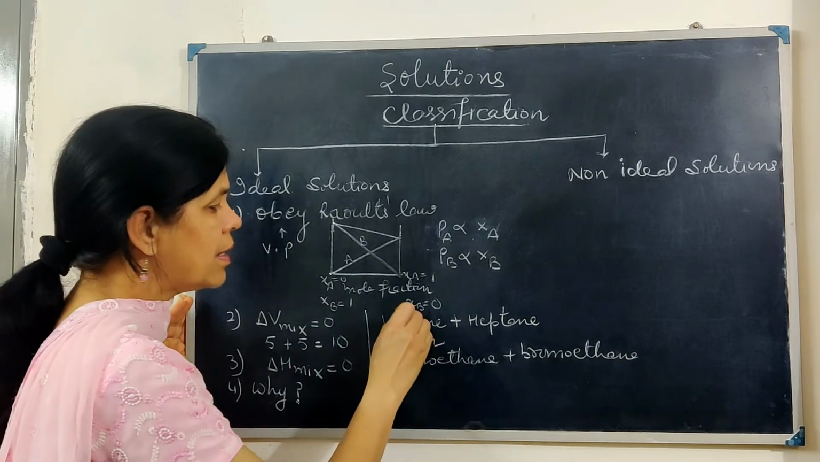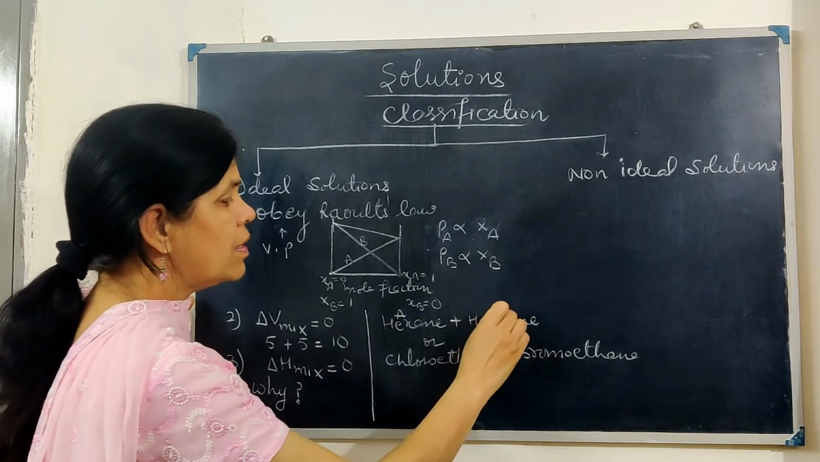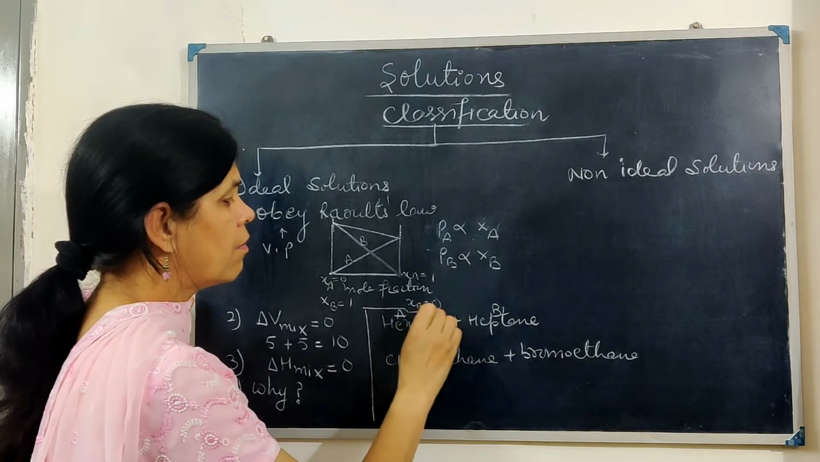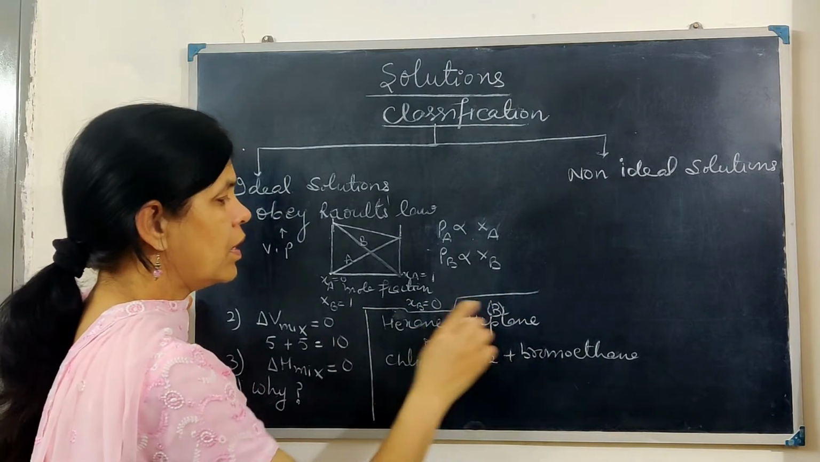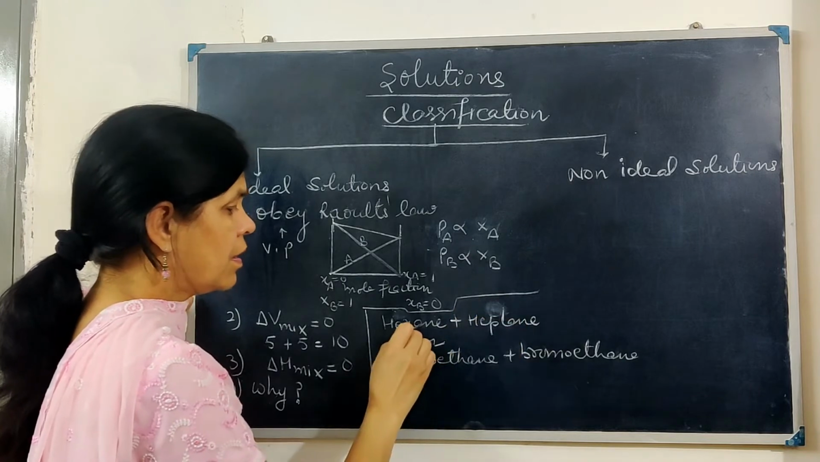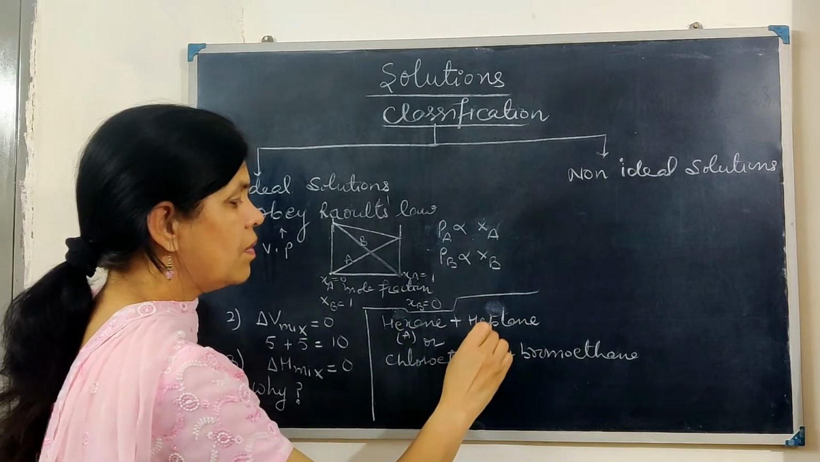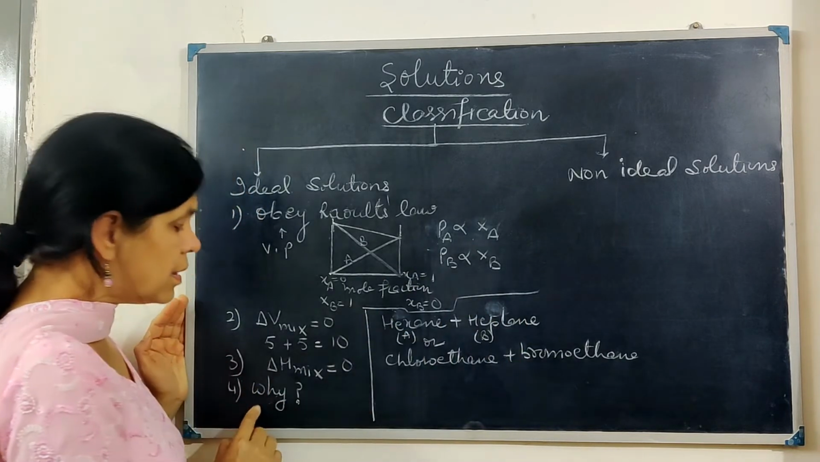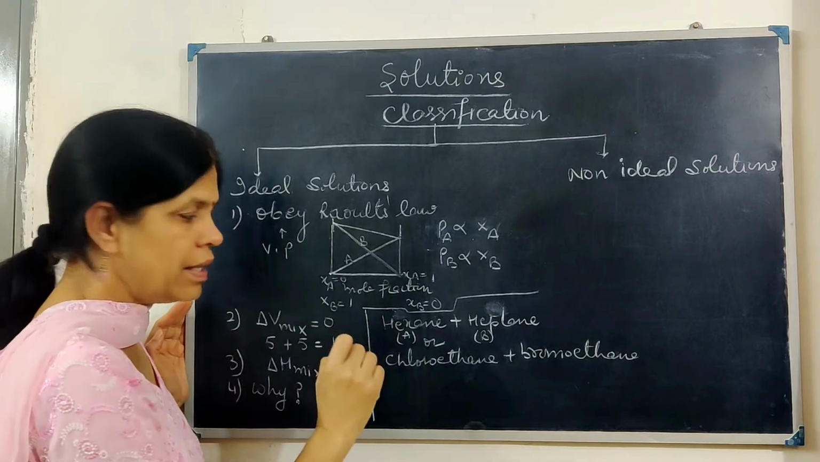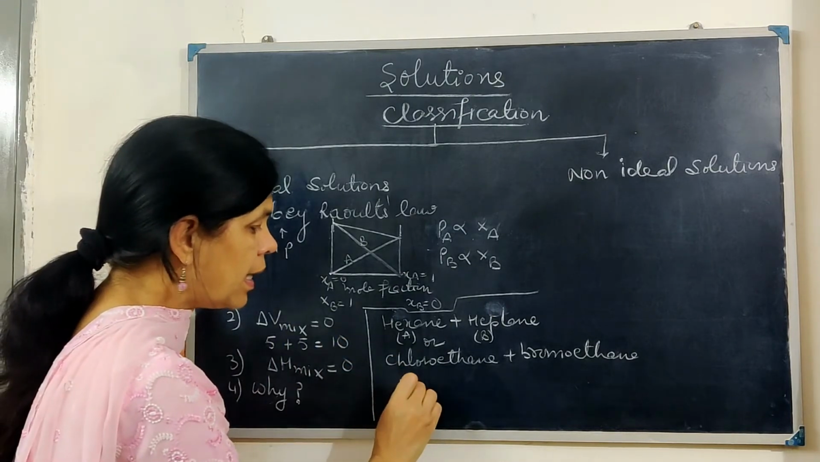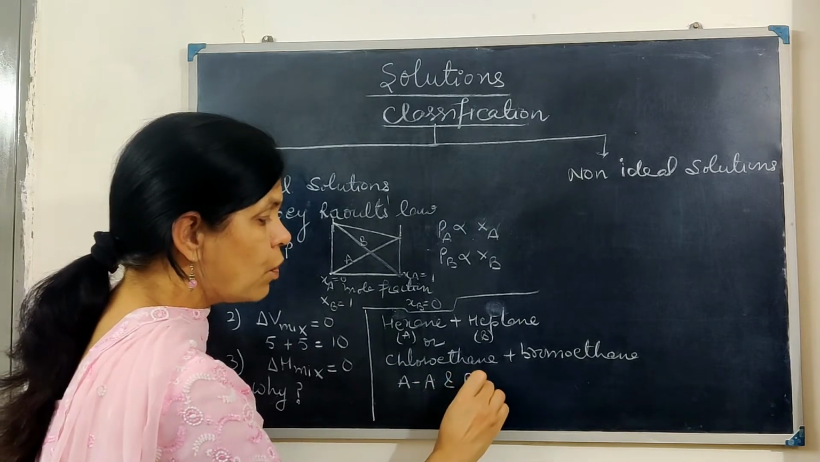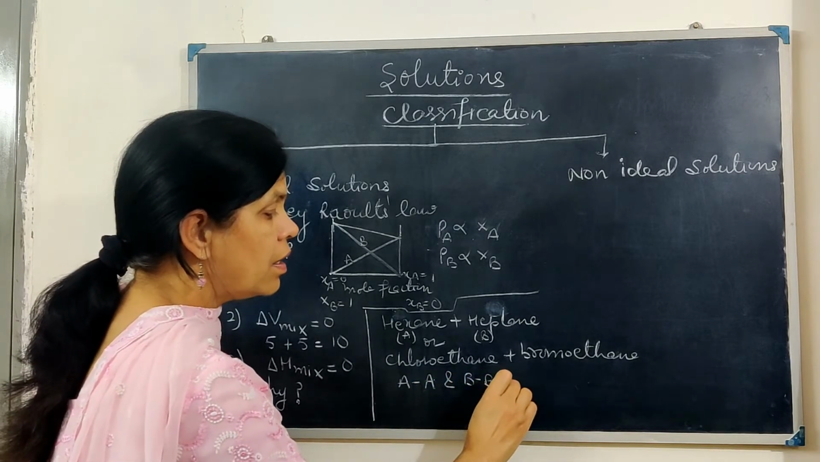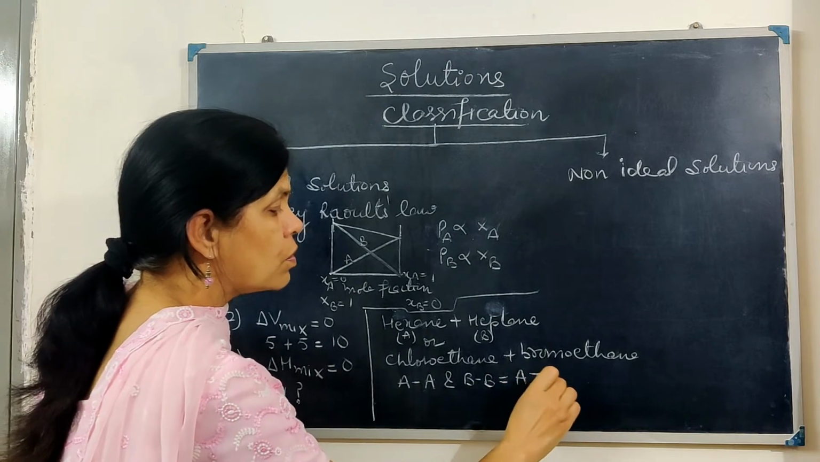So I'll say this is A component and this one is B component. So what is the reason? Why do they behave ideally? Because AA forces of attraction and BB forces of attraction are equal to AB force of attraction.